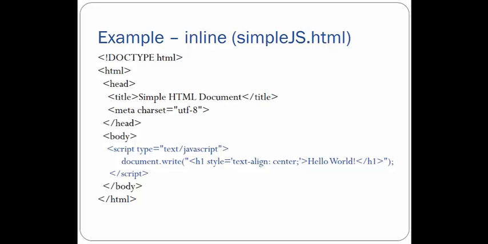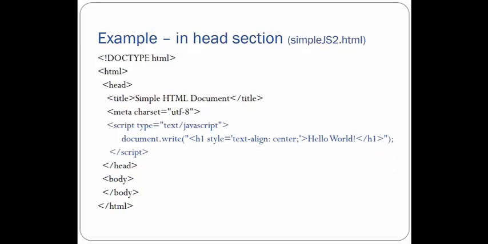Now from this simple example we can expand this a little bit, and we will. But here's an example if we wanted to do the same thing in the head section. Notice in this particular example there is nothing in the body. In the head section, we have our script tags. We have our JavaScript code between those script tags. Again, when the page is loaded, you will see the words Hello World centered on the page with H1 formatting.